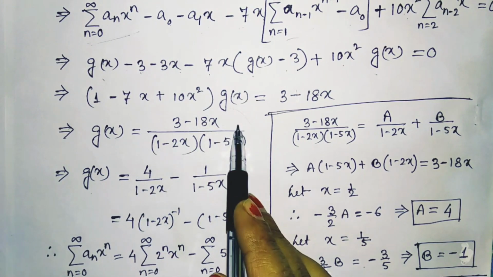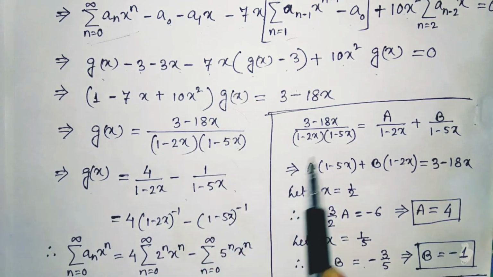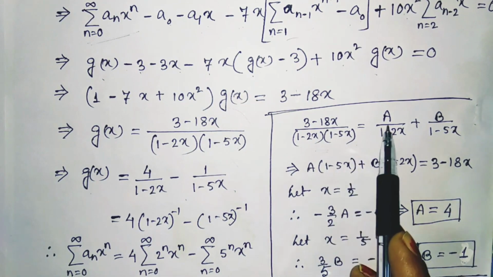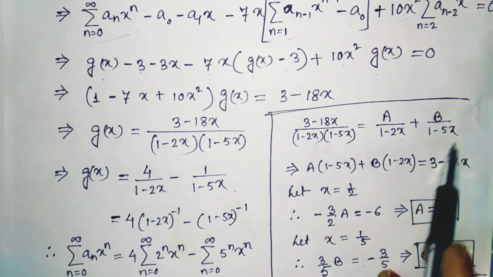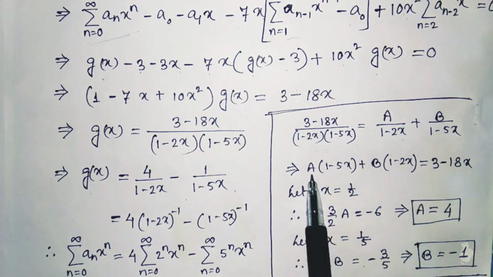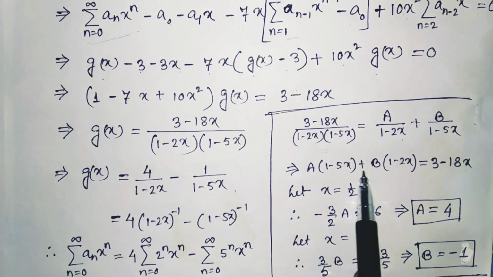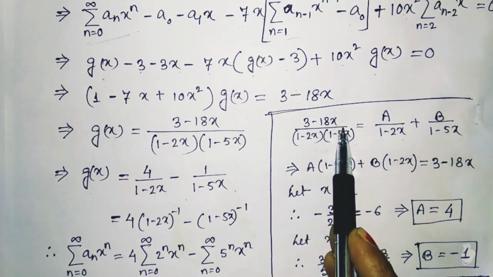Again we should express this one in such kind of forms. How to express in this way? That one we can write as a divided by 1 minus 2x plus b divided by 1 minus 5x. Now if we take the LCM of this side, then we will find out a(1 minus 5x) plus b(1 minus 2x) equals 3 minus 18x.